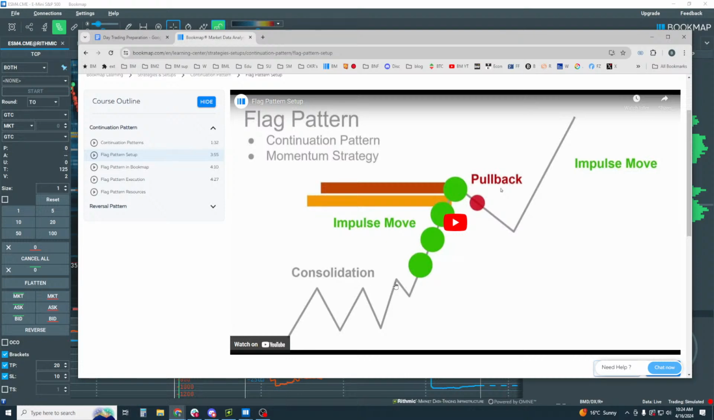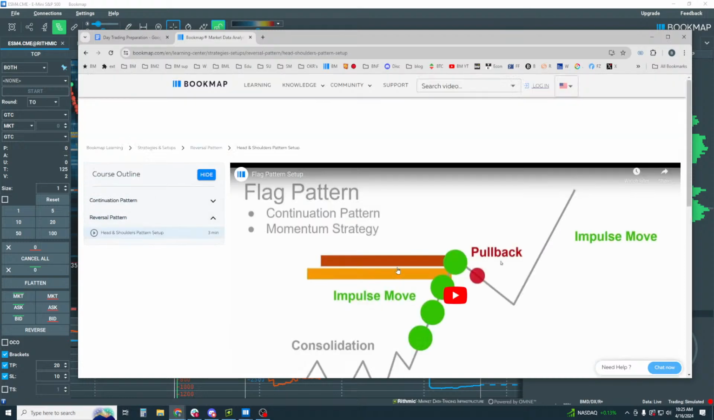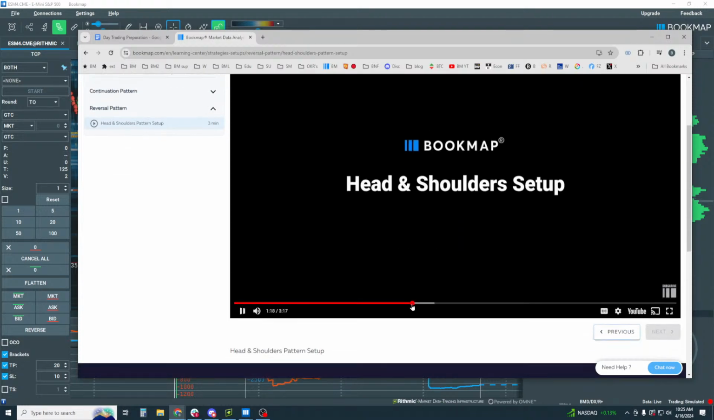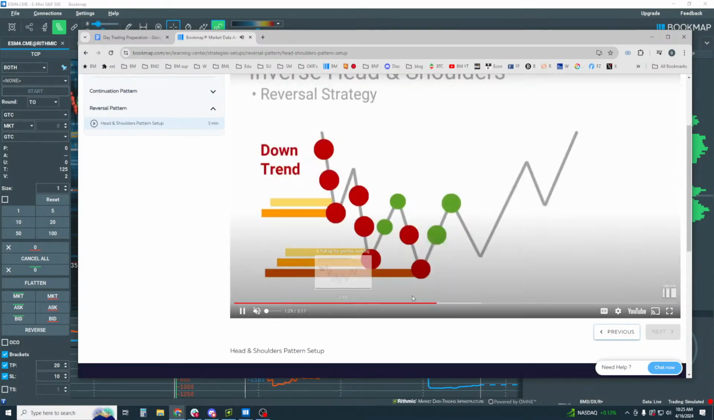A consolidation period, an impulse move with high volume on the buy side, a low volume pullback followed by another impulse move. Okay, understanding the continuation pattern or momentum. Doesn't have to be a flag. We're talking about momentum and continuation. Reversal pattern. We're looking for absorption. This turnaround, this order flow change and bars between entering here.